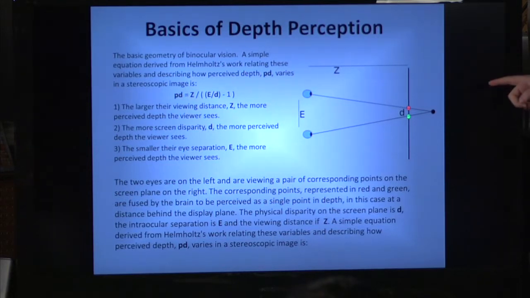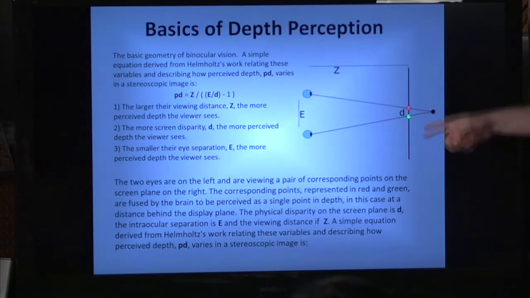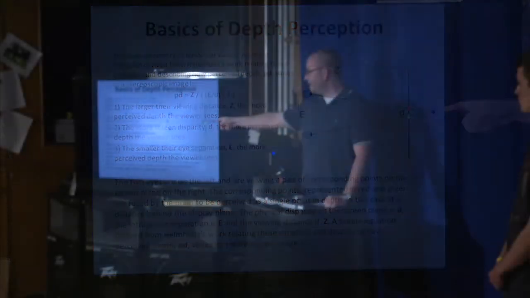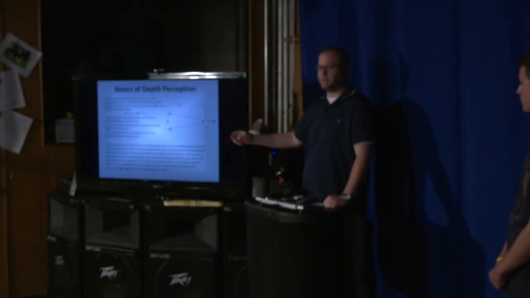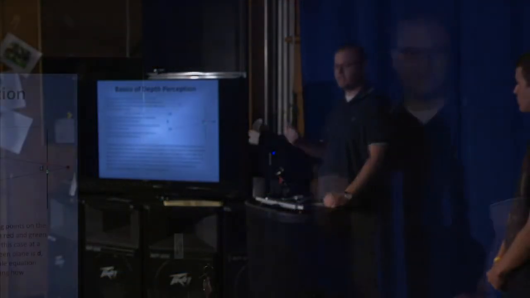Along the line E are the two eyeballs. Z is the distance to the object. D is the actual object we're looking at, and behind that is the focal point, right? That's how our eyes normally see things and translate it into 3D depth. So that's how we get the near field, the middle field, and the back field.